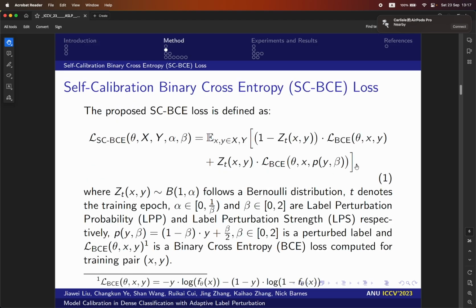We first propose a self-calibrating binary cross-entropy loss that unifies a range of label augmentation techniques. Here, Z follows the Bernoulli distribution to sample from the ground truth label Y and the perturbed label P. The label perturbation probability alpha controls the frequency of sampling the two labels.